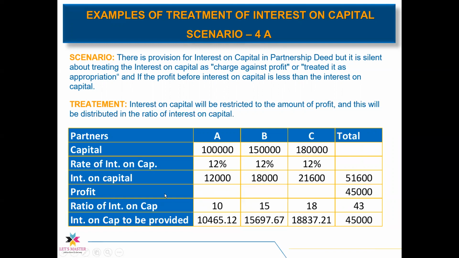Whereas the profit earned during the accounting period is only 45,000. So what we will do is we will distribute the profit in the ratio of interest on capital. Here we will not consider the profit sharing ratio of the partners. We will consider the ratio of interest on capital, and the ratio of interest on capital is 10:15:18. The total comes to 43, and this 45,000 is distributed among A, B, and C in the ratio of 10:15:18.